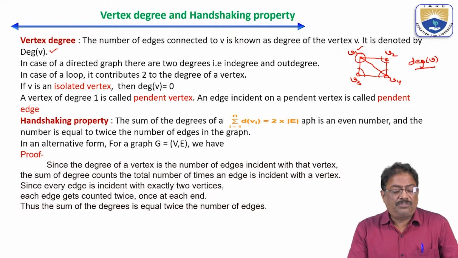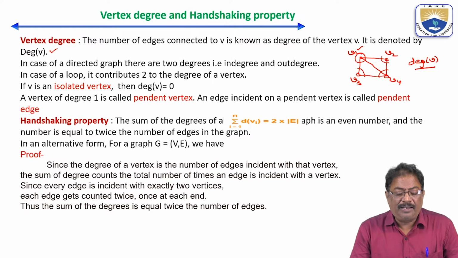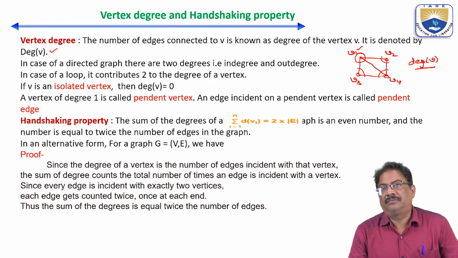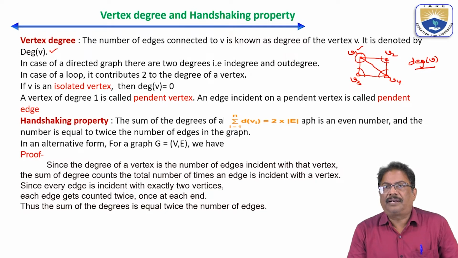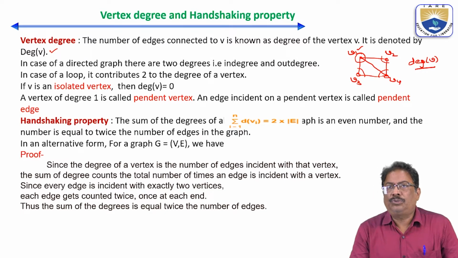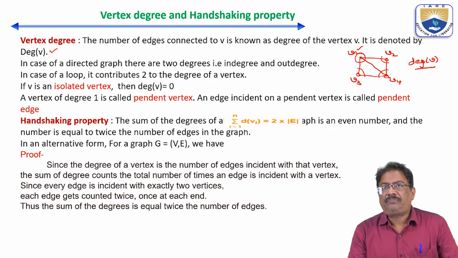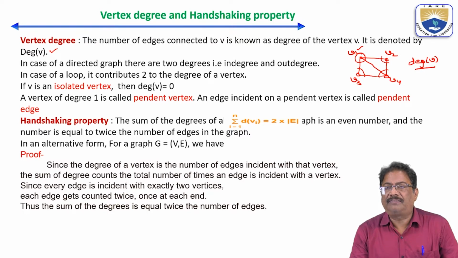Now, suppose I consider a directed graph. As we know from earlier sessions, in a directed graph there are two degrees: one is in degree and one is out degree. That means for every edge you consider, it has one in degree and one out degree. We discussed that already in the previous sessions.